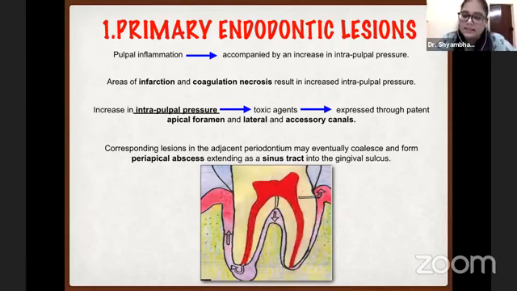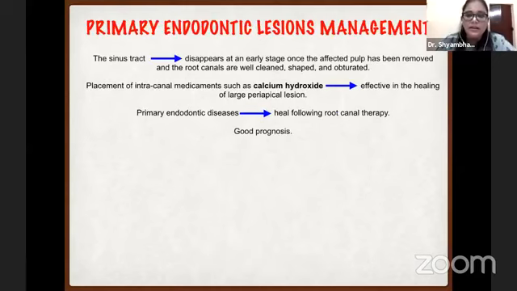and the lateral and accessory canals, and corresponding lesions in the adjacent periodontium may eventually coalesce and form something called a periapical abscess, extending as a sinus tract into the gingival sulcus upon a chronic disease process. So this is basically how a primary endodontic lesion begins, progresses, and then finally leads to the opening of a sinus tract. Now coming over to the management of primary endodontic lesions.